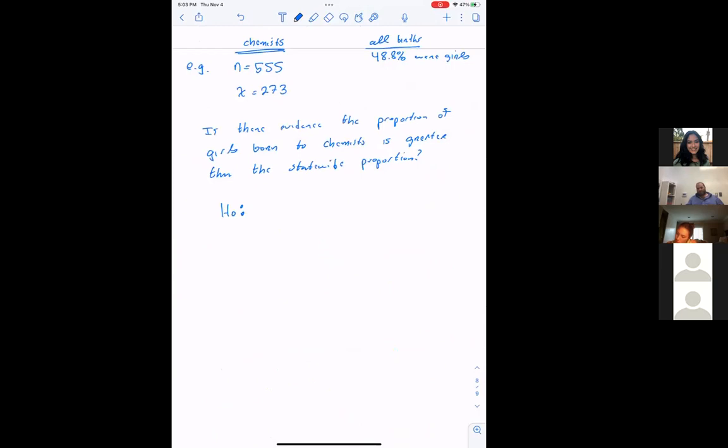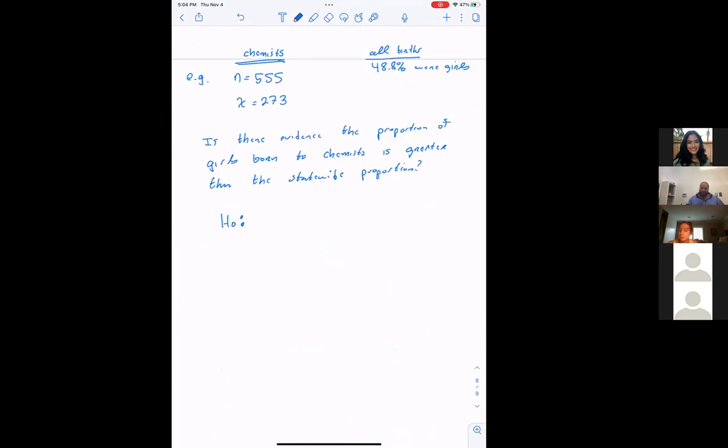If chemists are not more likely to have more girls than everyone else, then what should be the proportion of girls? 0.488. Everyone else is 0.488. Why wouldn't chemists be 0.488? Right? Status quo. It should be the same as everyone else. And we're testing to see if P for chemists is greater than that. Is it really greater? That's what we're testing for.